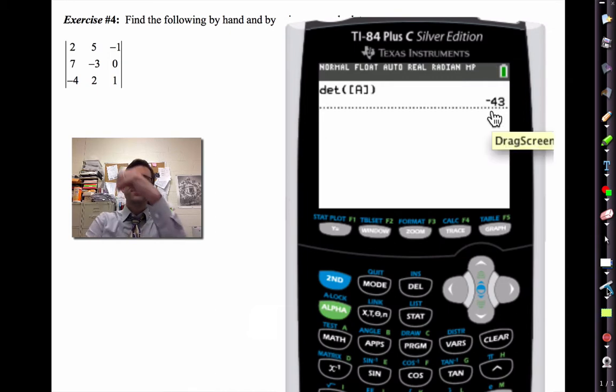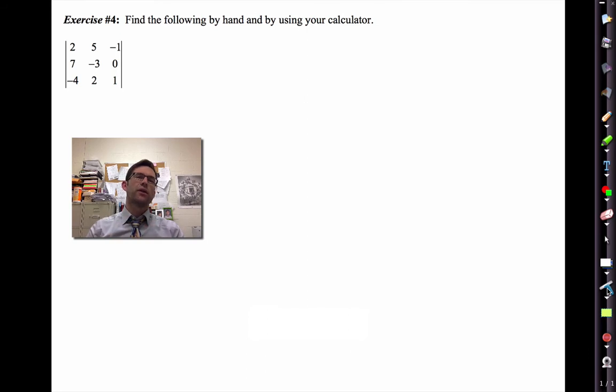Now again, just like with the multiplication, the SAT knows that your calculator can do this. So if they're going to ask you something about matrices, it's unlikely that it's going to be just a straightforward calculation, but it's going to have something to do with knowing the algorithm. So know the algorithm for the 2 by 2 and maybe the 3 by 3 determinant, and don't worry about it past that.